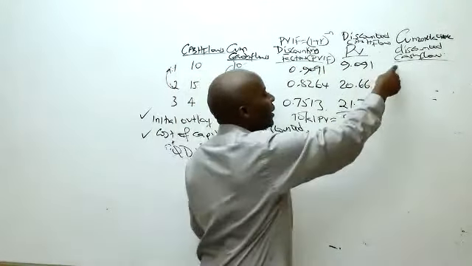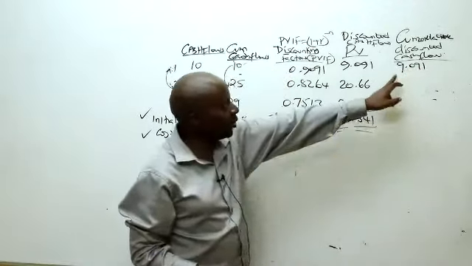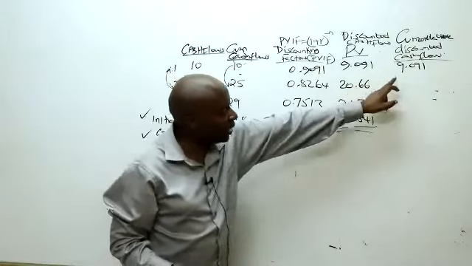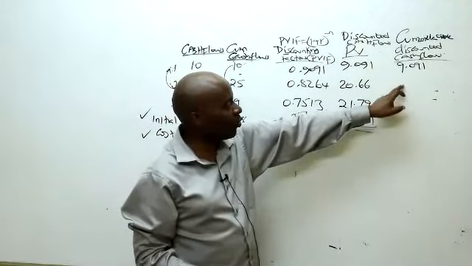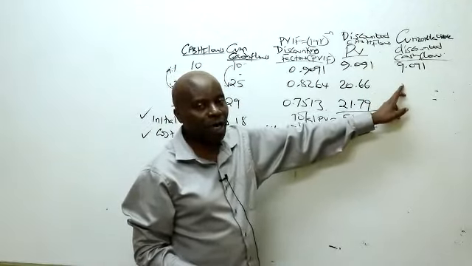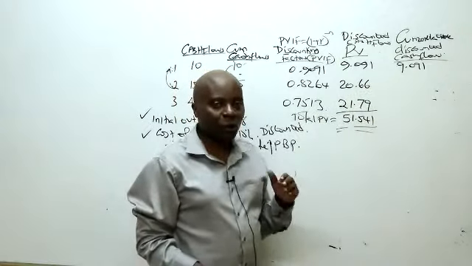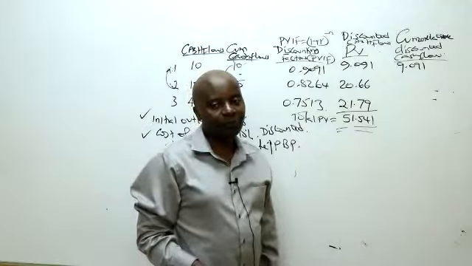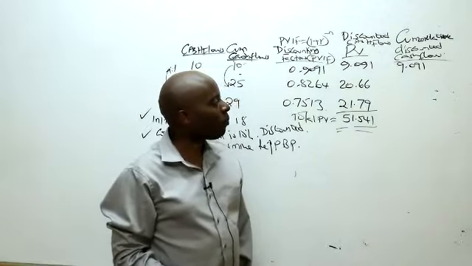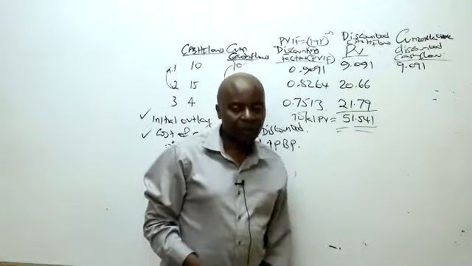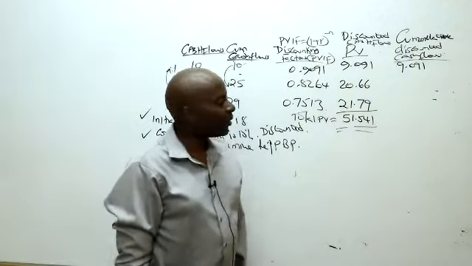So what do we have here? Somebody, 9.091. Come and add the 9.091 to this figure. Somebody add for me and then give me the cumulative cash flow for this. 9.091 plus 20.66. What do we have there? Somebody. I'm waiting to hear. 29 point.